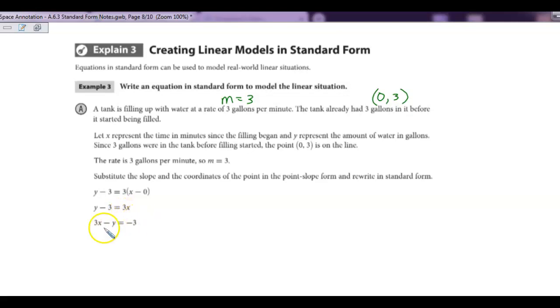I simplified it. I moved my 3x to the other side. And when I do that, I get negative 3x plus y equals 3, because I moved the 3 over here and the 3x over here. And then to get everything so that my a is positive, I divide everything by negative 1, and that gives me 3x minus y equals 3.